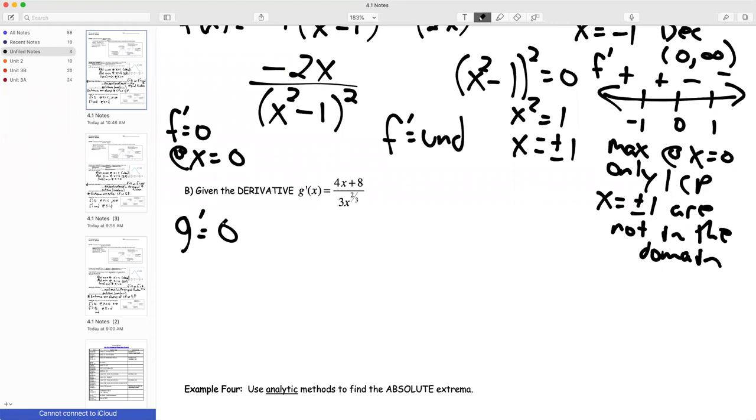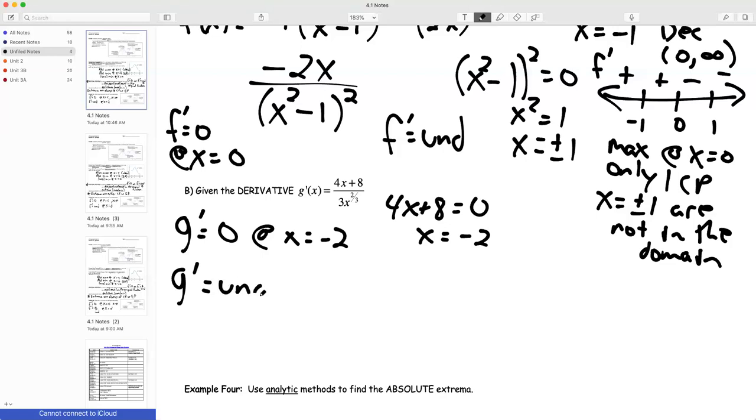All right, so I need to find when g prime is equal to 0. So again, I'm looking at the numerator. I'm going to take 4x plus 8 and set it equal to 0. That gives me x is equal to negative 2. And then I want to find where g prime is undefined. And that is going to be wherever my denominator is equal to 0, which in this case is at x is equal to 0.